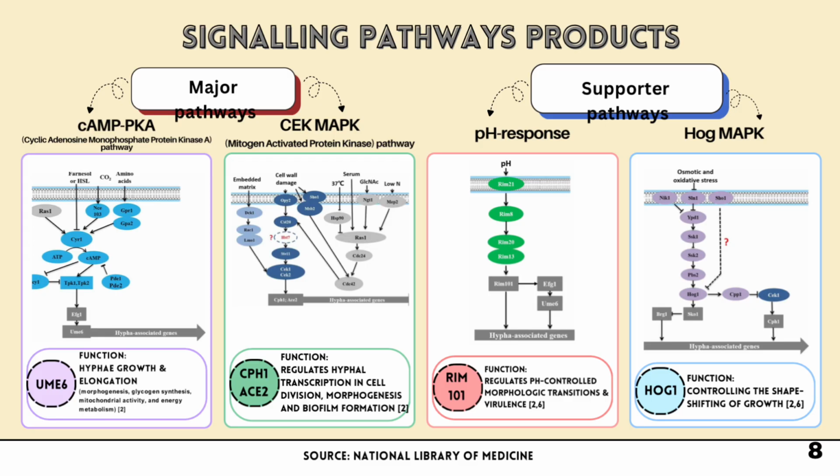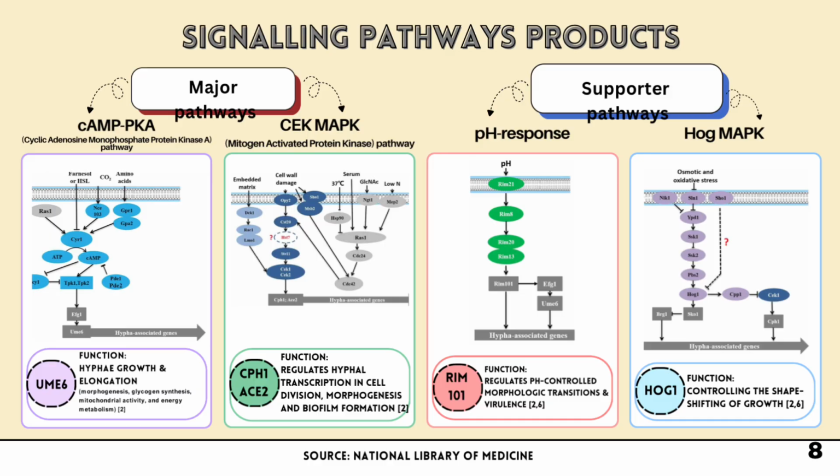Next, in the green box, there is the CEK-MAPK pathway. The end products of this pathway are CPH1 and ACE2. These two function to regulate hyphae transcription in cell division, morphogenesis, and biofilm formation. For supporter pathways, there are two pathways that are also involved. The first one, in the red box, is the pH response.